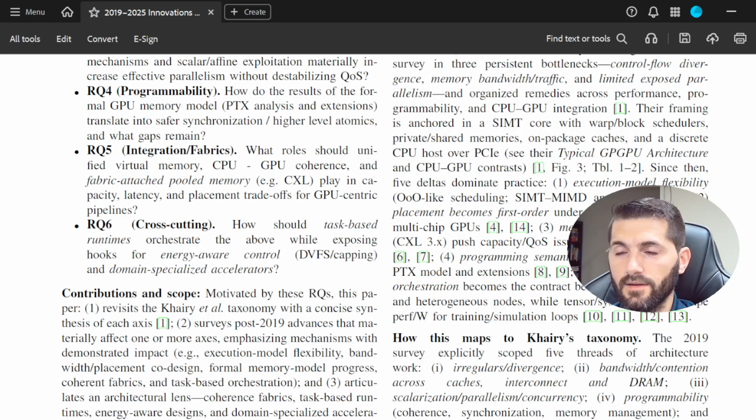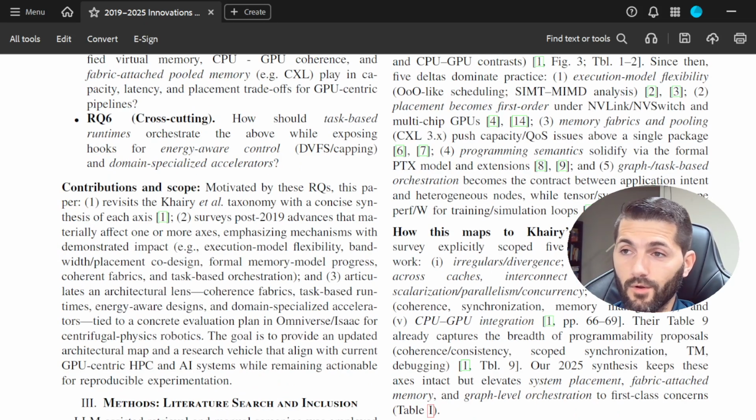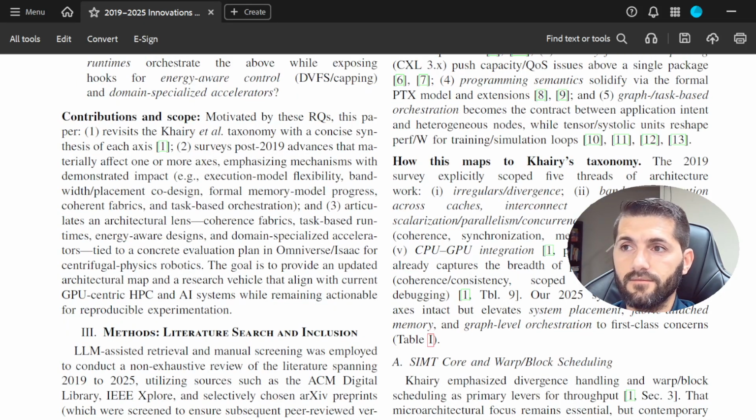The 2019 survey by Carey explicitly scoped 5 threads, as mentioned, and those threads in their table 9 capture the breadth of some of the programming proposals, and we just keep that a little bit intact, but we elevate a bit of system placement, the fabric attached memory, and graph level orchestration. So for single instruction multiple thread core and warp block scheduling, Carey et al. emphasize divergent handling and warp block scheduling as primary levers for throughput.